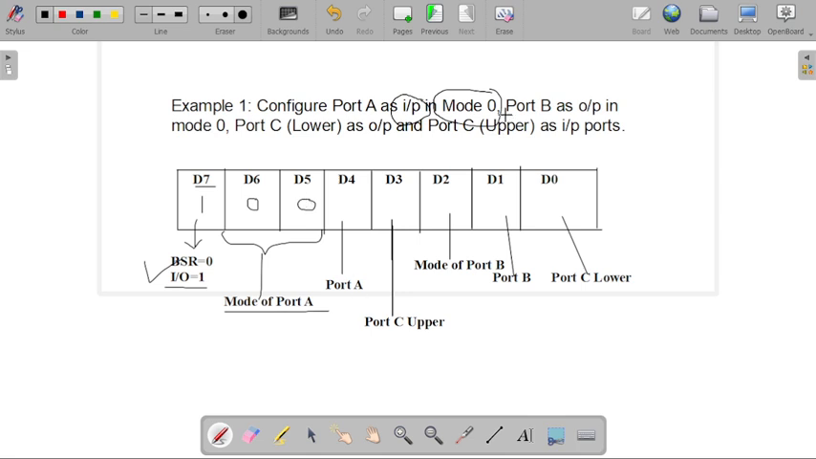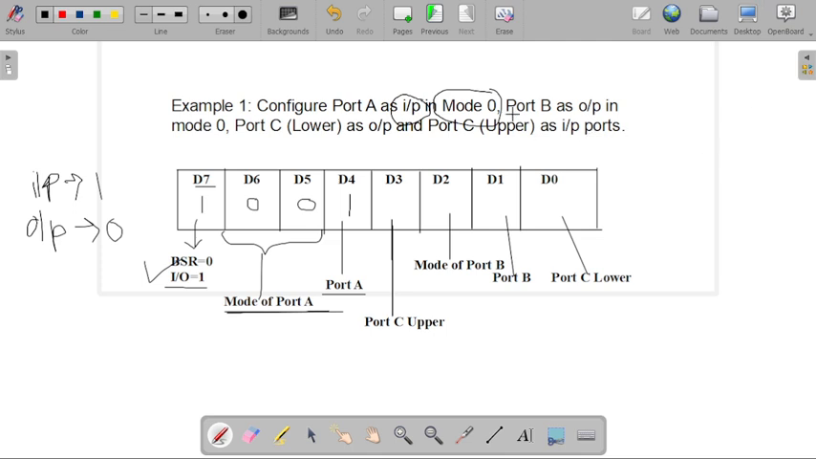Now the next one is what is given. We have to configure our port A as input in mode 0 of our operation. So for configuring our port A as input, we are writing here 1. We have already learned that for setting the input operation, we have to write 1 in our bit structure, and whenever we have to set as output, that time we are writing 0 in our control word format. So in the example, what is given? Configure port A as the input in mode 0. So we have set here the mode, then we have set here port A.